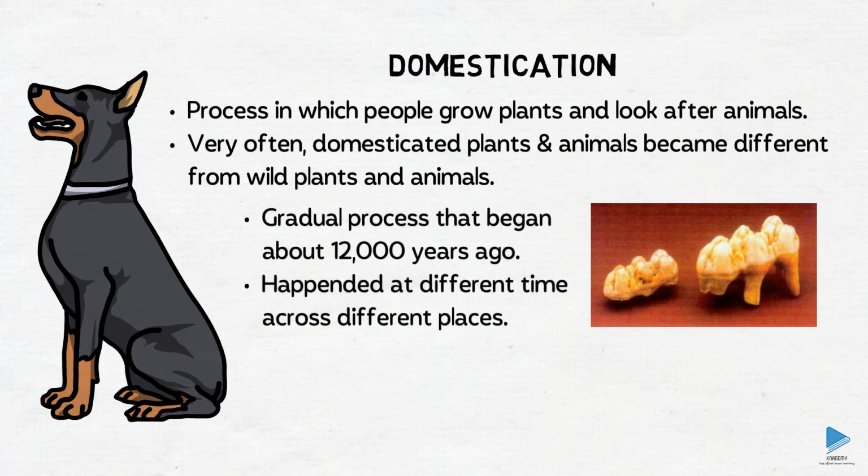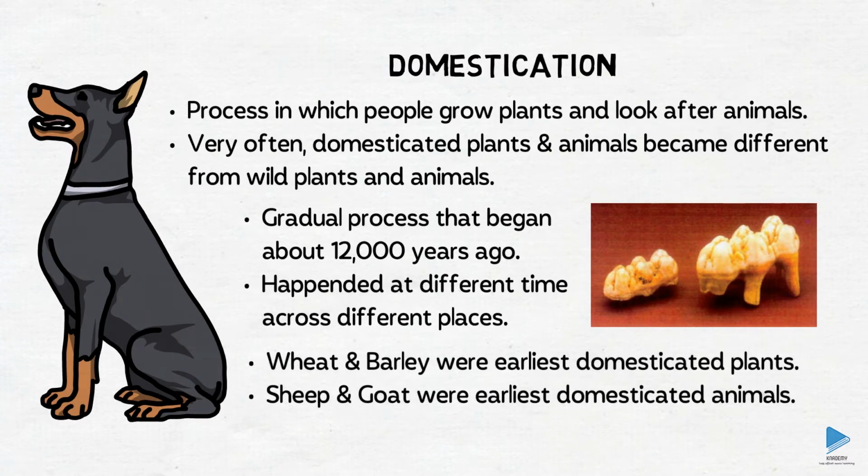Domestication was a gradual process that took place in many parts of the world. It began about 12,000 years ago. Some of the earliest plants to be domesticated were wheat and barley, and animals like sheep and goat.